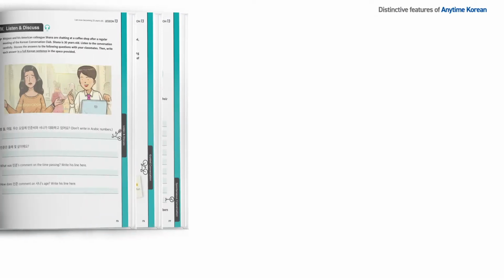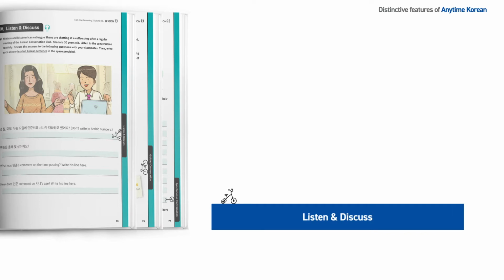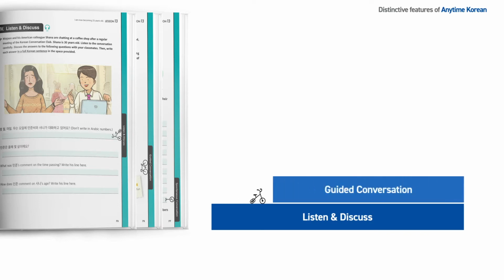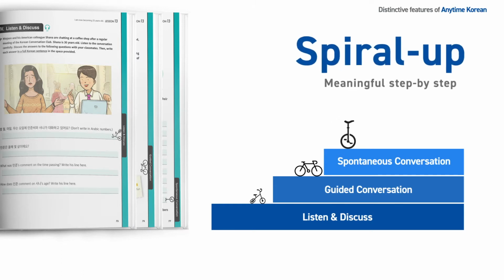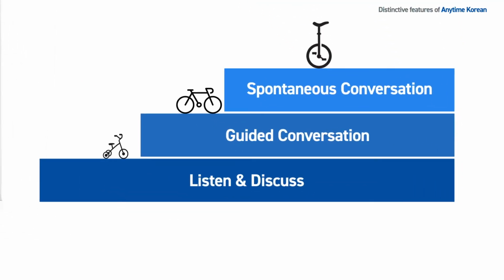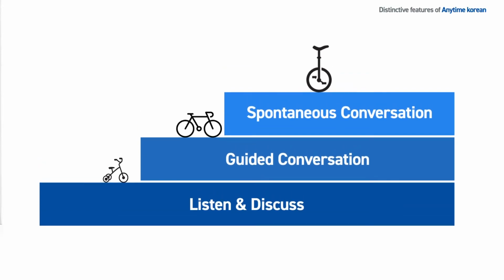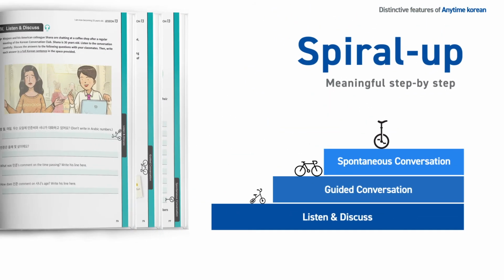The learner starts the model conversation with listen and discuss to learn the target sentence patterns and expressions, and then repeatedly practices it in the spiral up state of guided conversation. In addition, during the spontaneous conversation phase, the students will engage in significant activities in which they will express the target sentences and expressions once more. Therefore, because these 3 types of meaningful step-by-step process are practiced to achieve conversational goals, students can easily use the target sentence patterns and expressions even in real conversational situations.